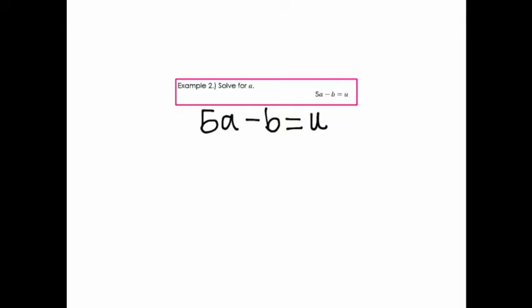Think about those allowable moves. What do you think we need to do to get this a variable by itself? You should have seen that this subtraction piece that's happening right here with the b is the easiest move to make. So instead of subtracting, we're going to add the b to both sides. I'm going to build that wall, so remember that you have to do it to both sides of the equation.